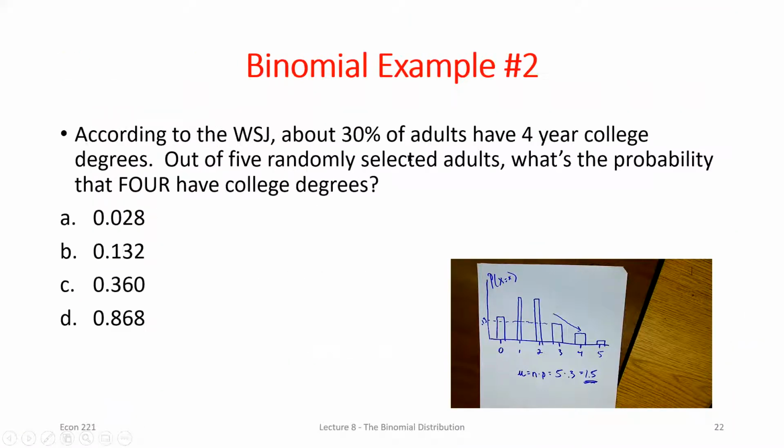Okay, so if we're looking for the probability that 4 of them have a degree, we said it has to be less than the probability that 3 of them have a degree. Well, we just found the probability that 3 have a degree is 0.13, so we know the probability has to be less than that. The only answer here that makes any sense is A.